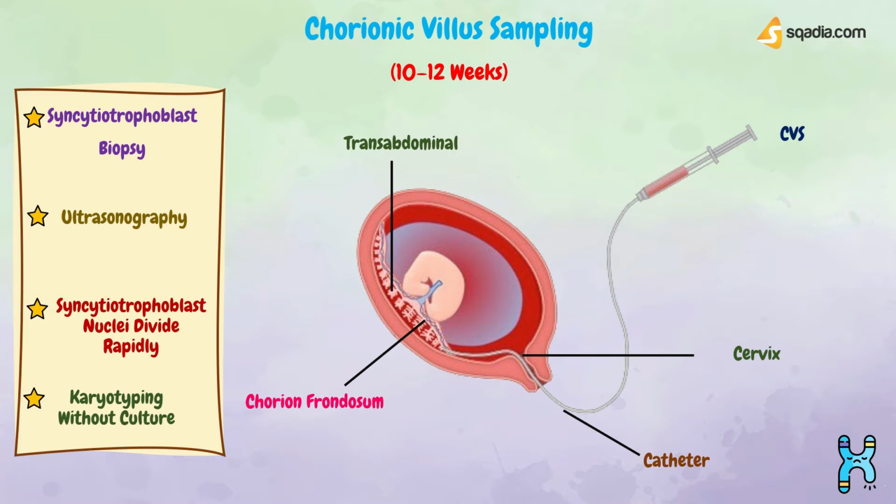The syncytial trophoblast is the placental barrier between maternal and fetal blood that allows exchanges in nutrients and gases, and also represents the endocrine tissue of the human placenta. Next is amniocentesis.